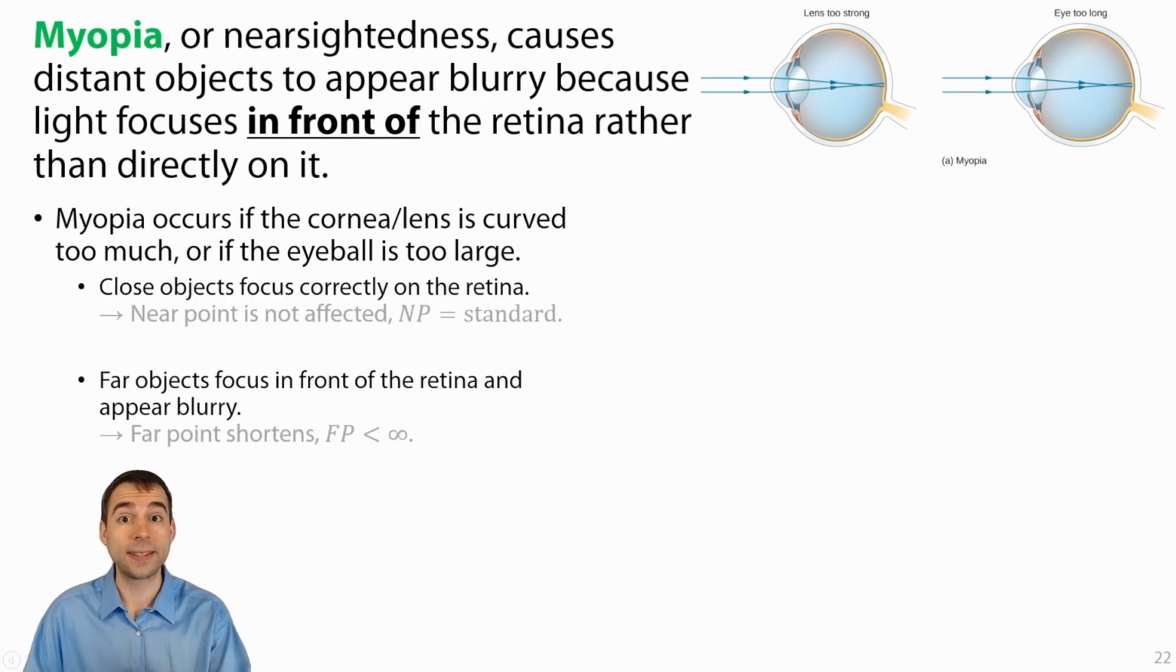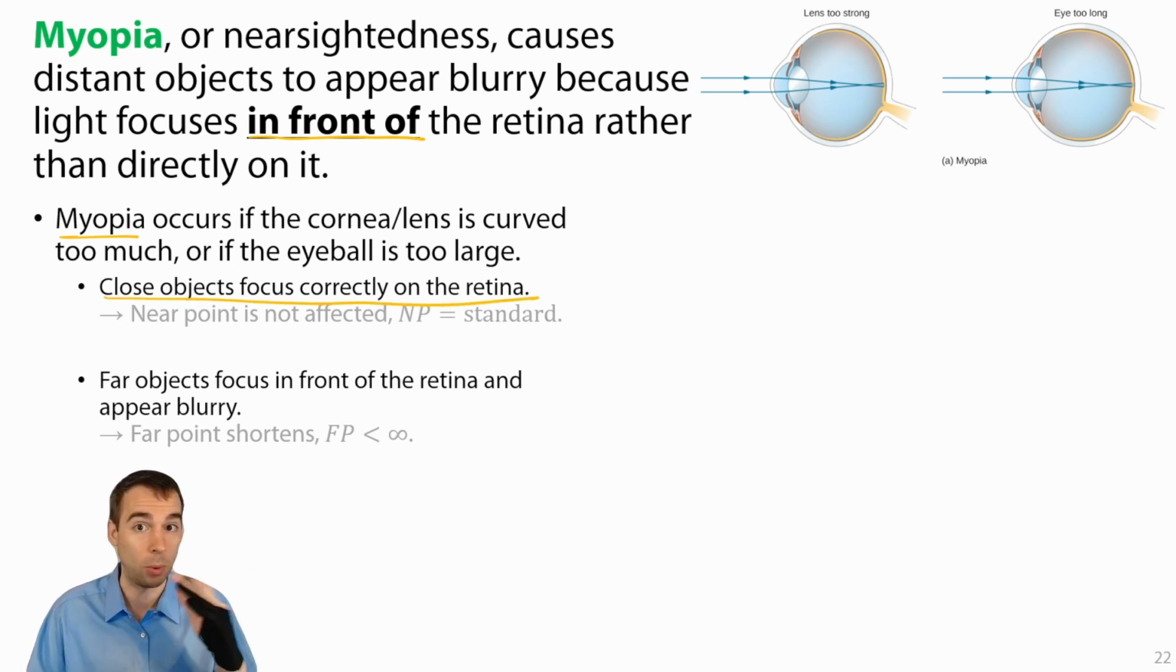Specifically, myopia means that light rays will focus in front of the eye, and in order to correct for this, we're essentially going to need to use a lens that bends the light rays outward a little bit as they enter your eye. So the main idea for myopia is that you can focus on objects that are close very clearly. The near point for people with myopia is essentially 25 centimeters, the standard value.